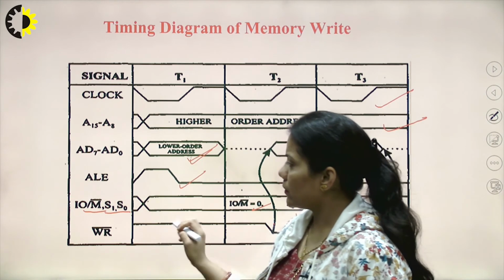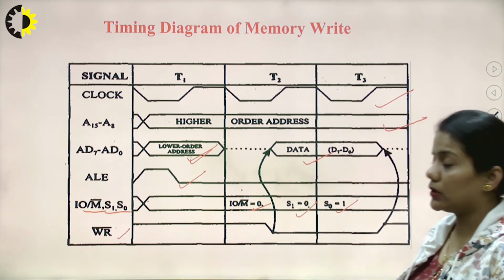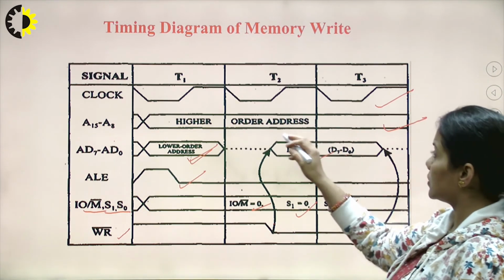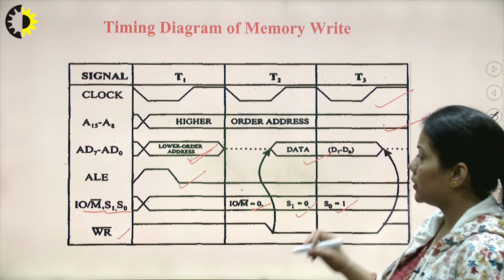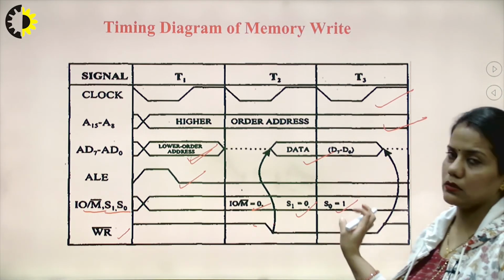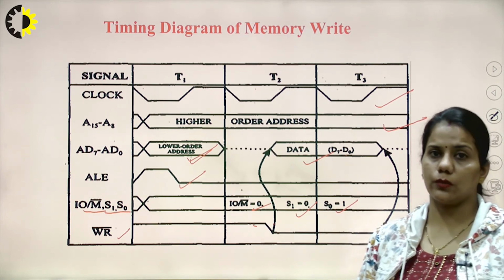So this completes our status signals. Since this is the write operation, the write signal has to be activated during data writing, so in the T2 and T3 states the data is written. So it is deactivated here and activated in the later 2 cycles. So this completes our memory write operation.